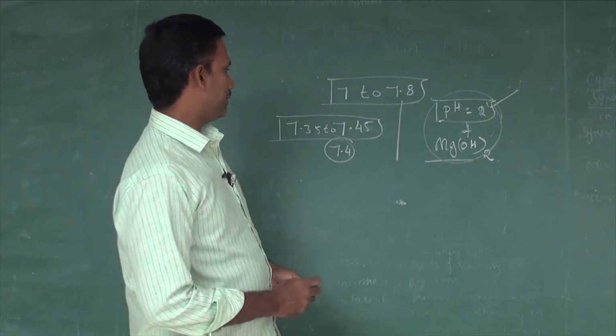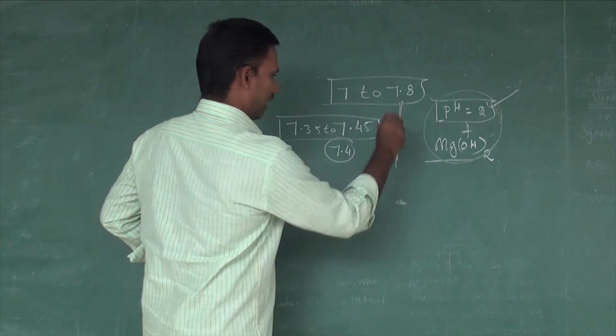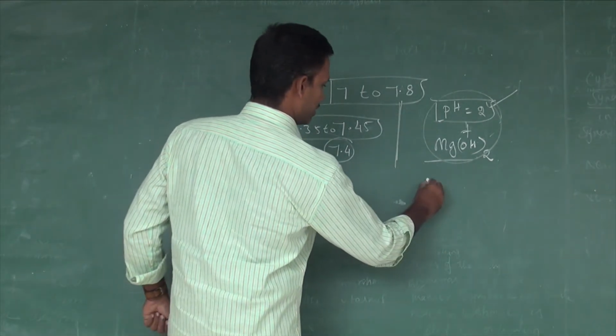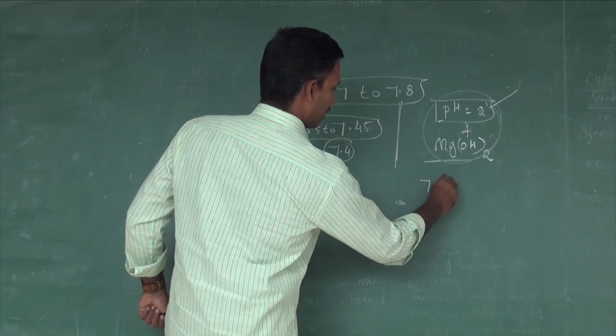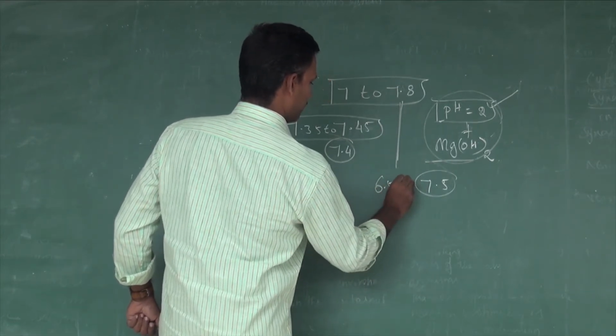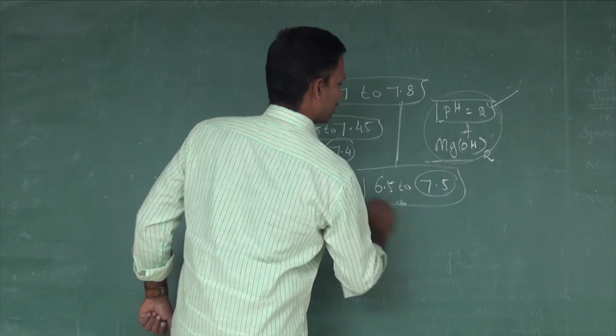Then after the digestive system, human saliva: the pH range is 6.5 to 7.5. This is saliva.